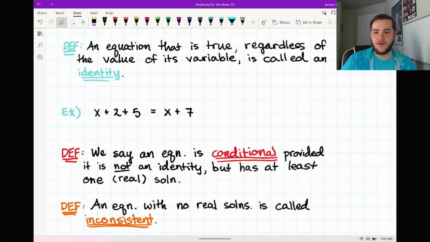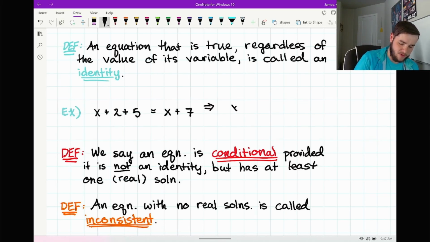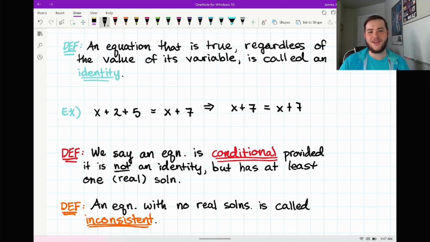We need to start with some vocab here. An equation that is true, regardless of the values of its variables, is called an identity. And here's an example of an identity, that x plus 2 plus 5 is equal to x plus 7. If I simplify that left-hand side a little bit more, I get x plus 7 is x plus 7, and well, duh, regardless of what value of x you plug in, that's the same number on both sides of the equation. They're always going to be the same. That's an example of a silly identity.